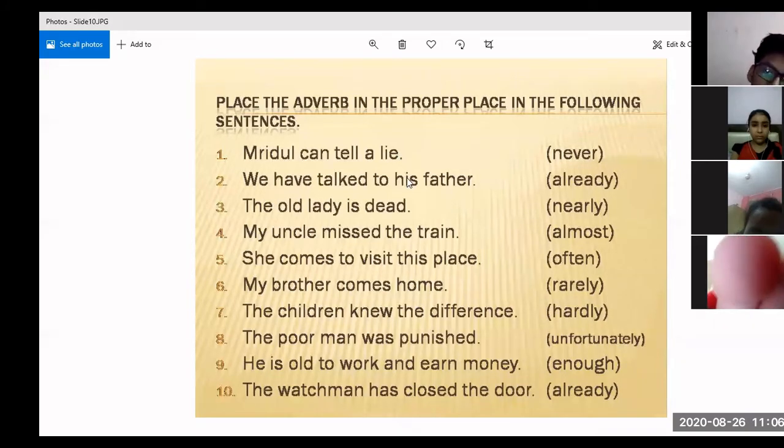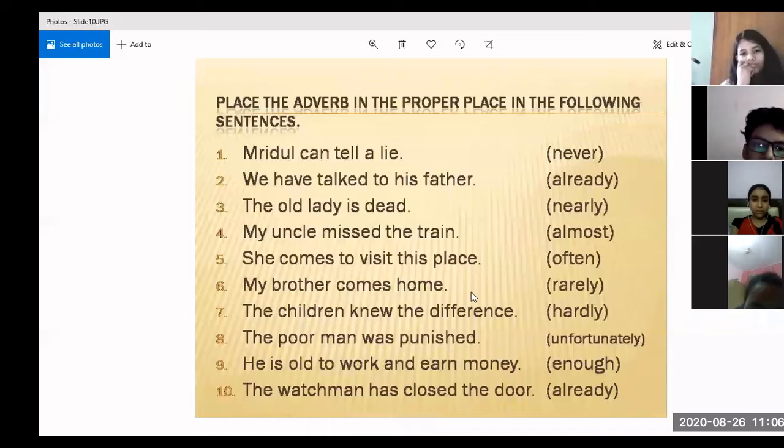Unfortunately, the poor man was punished. Very good. See, this is the case of the adverb which is affecting the whole sentence. So she placed it very correctly at the beginning of the sentence. So it will come, unfortunately, then you will place a comma, and then you will write the whole of the sentence. Okay, very good, Ummi.